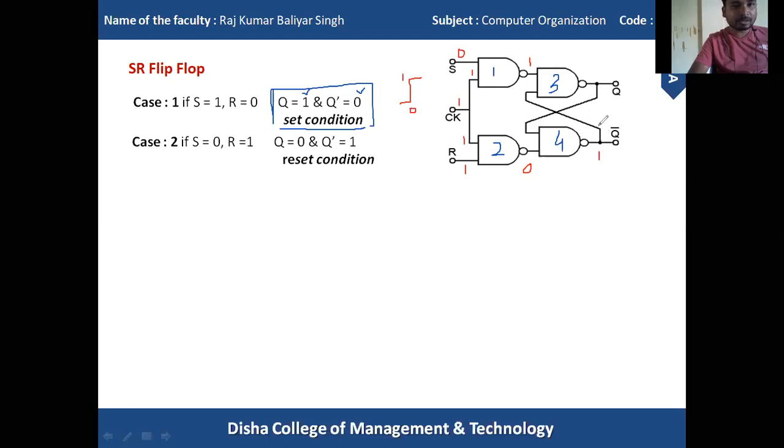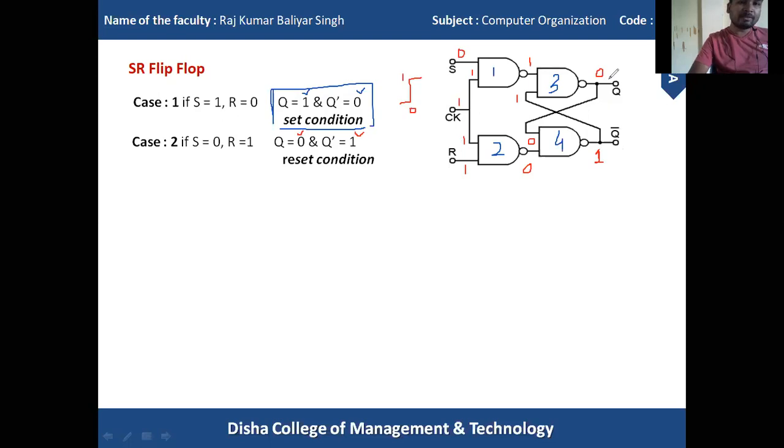Okay, this 1 is feedback to the NAND gate number 3. So for NAND gate number 3 we have two input values, that is 1 and 1, so it will produce 0. Okay, and again this 0 is feedback to NAND gate number 4. So now when we process NAND gate number 4 with the input 0 and 0, we will get the value 1 here. Okay, so what is the final output? The final output Q equals 0 and Q naught equals 1.